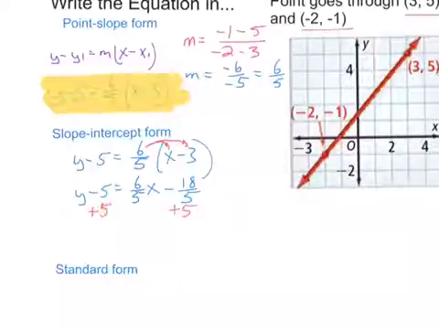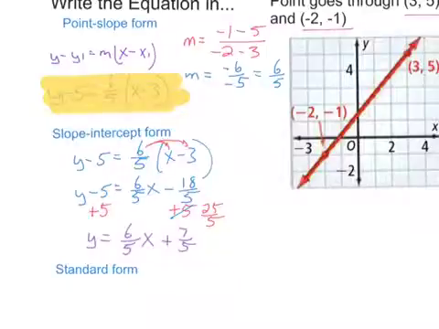Now we're going to add 5 to both sides of the equation. And when we add 5 to the fraction -18/5, I'm just going to convert 5 into an equivalent fraction of 25/5. That way I can combine these two fractions. And we get y is equal to 6/5 x plus 7/5.